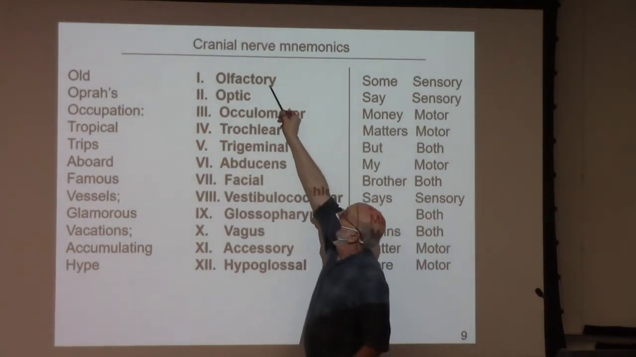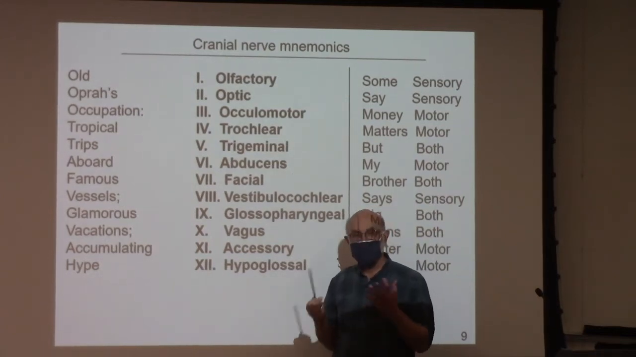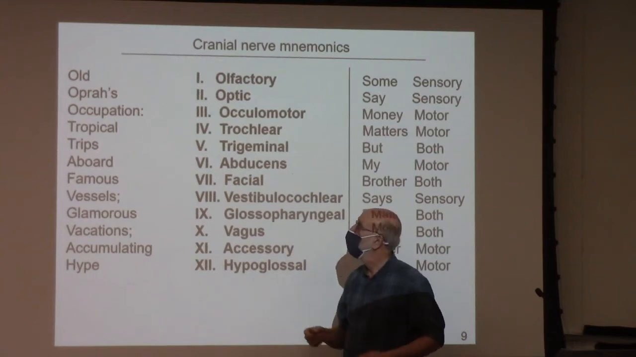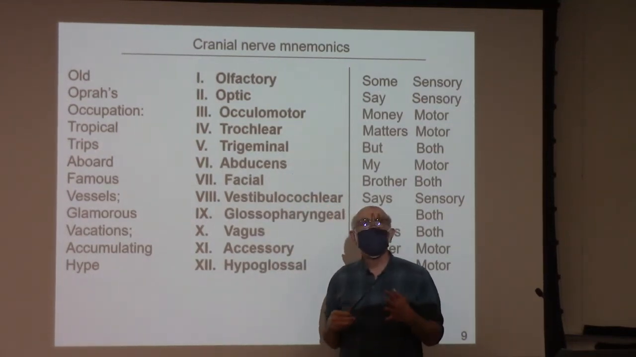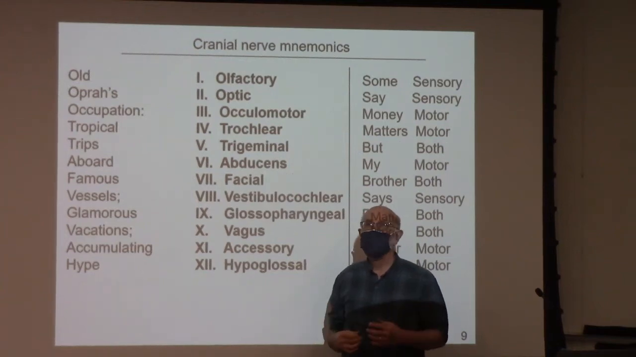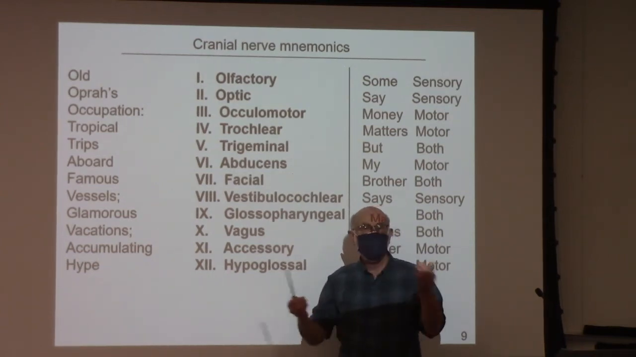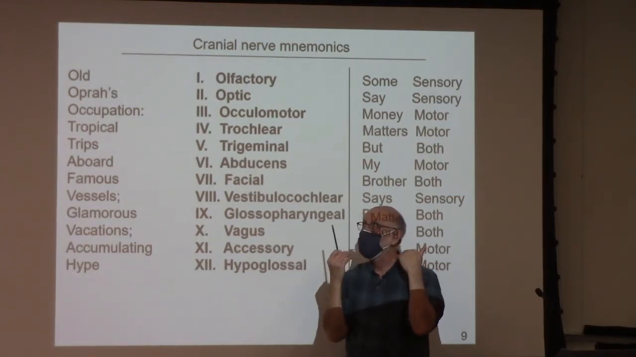So the olfactory nerve is carrying information from your nose about the things you're smelling to your brain. The optic nerve is carrying information from your eyes to your brain, telling you about the things that you see. Those are both sensory nerves. They don't have any motor function. They're input. Olfactory, smell input, or visual input.